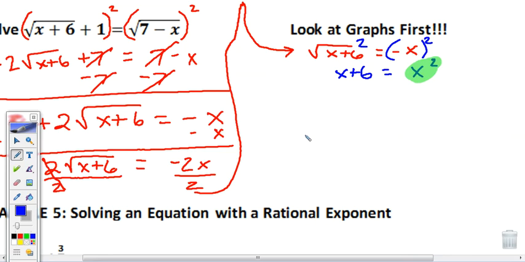Negative x squared. So you're moving the x squared to the left, negative x squared plus x plus 6 equals 0. Let's find our roots.